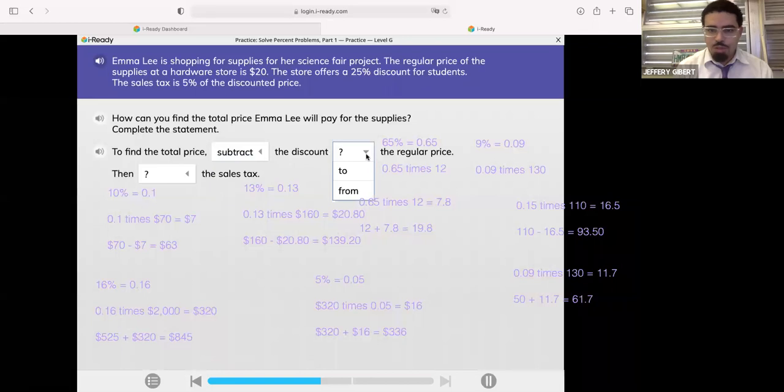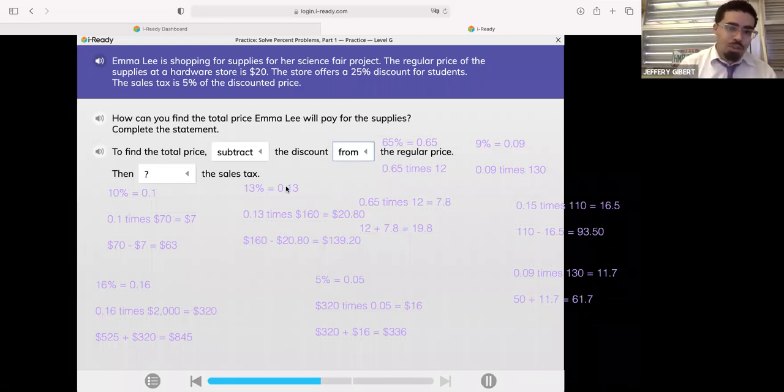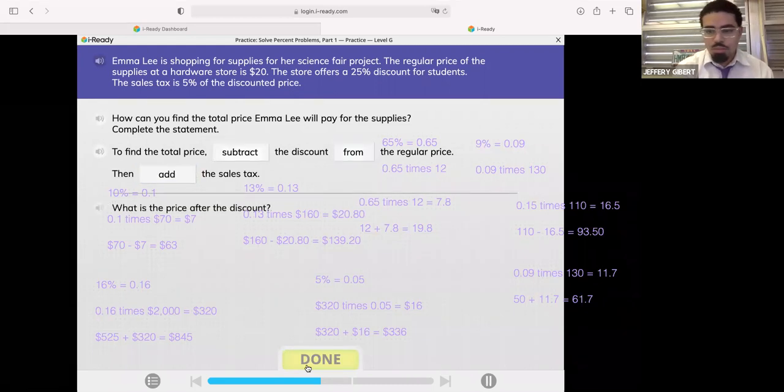And are you subtracting the discount to the regular price or from the regular price? Like, to the regular price doesn't even make sense. If it is adding, to would make sense because you add something to something. But when you subtract, you don't subtract something to something. You subtract something from something. So subtract the discount from the regular price. Then when you have tax, tax is extra money that you have to pay. So if you're paying extra, that means you're going to be adding the sales tax. To find the price after the discount, subtract the discount from the regular price.